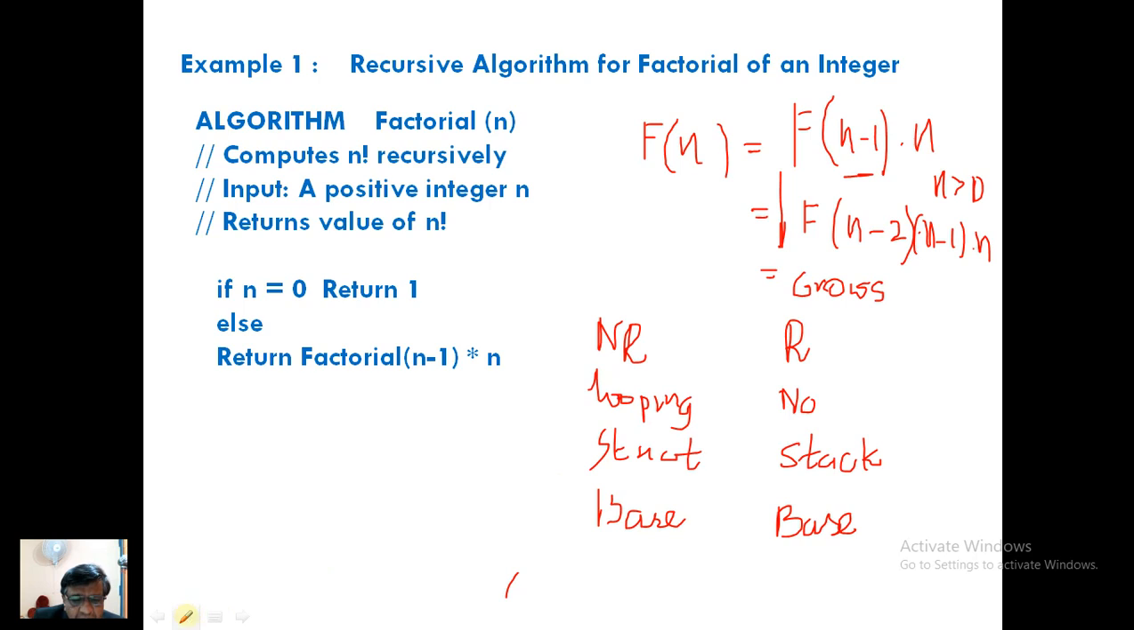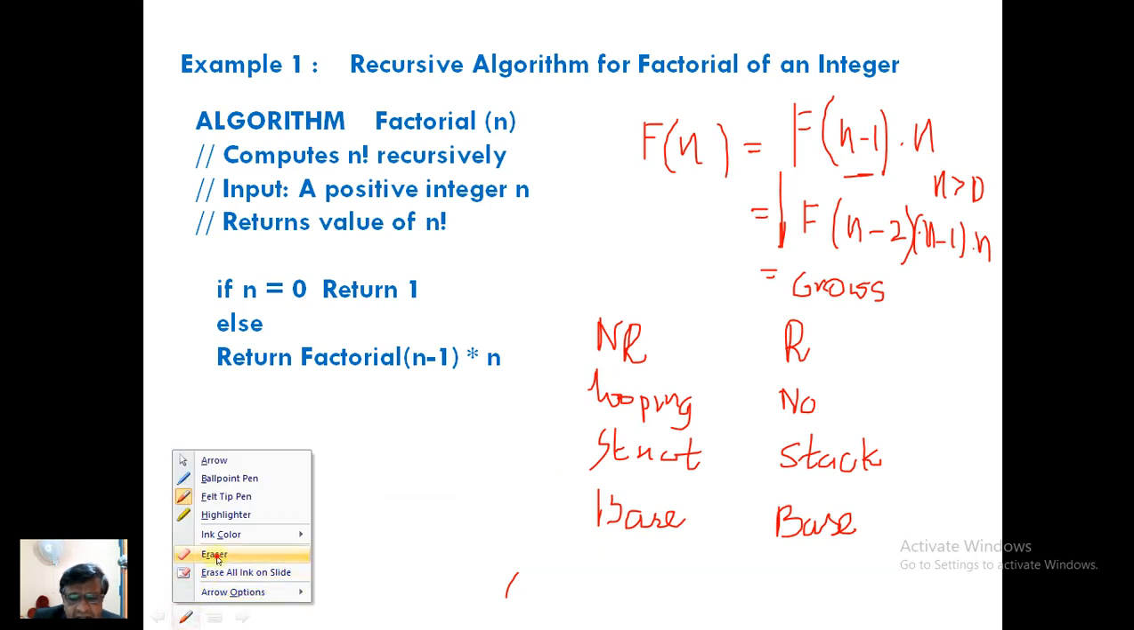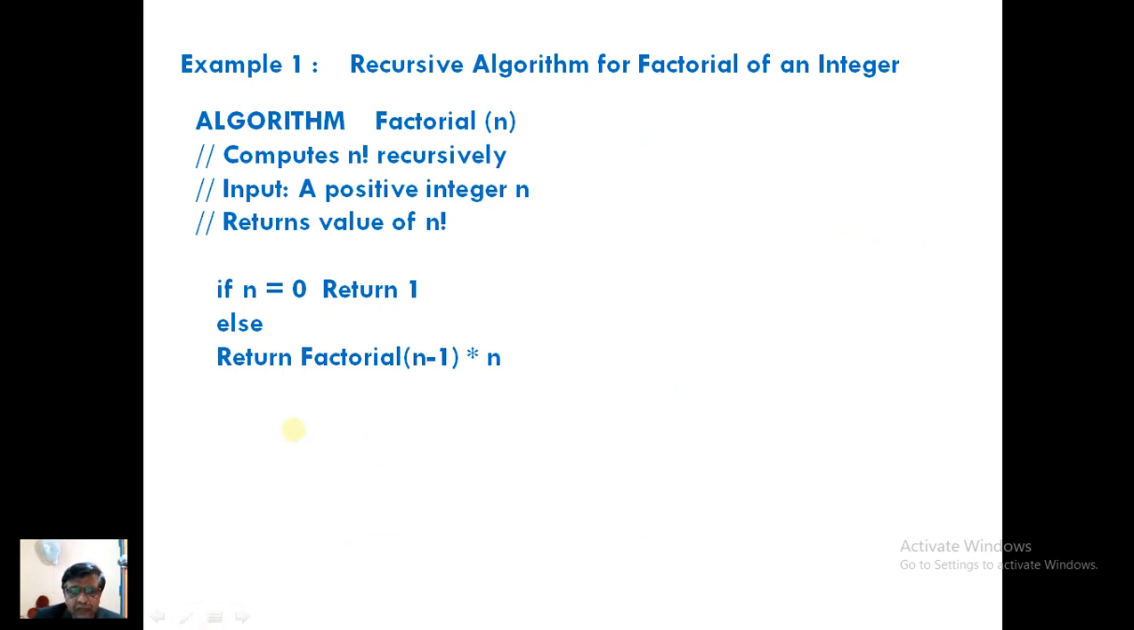Now we will try to solve and analyze this, and we will develop how to determine the efficiency of this recursive algorithm, namely finding the factorial of a number.